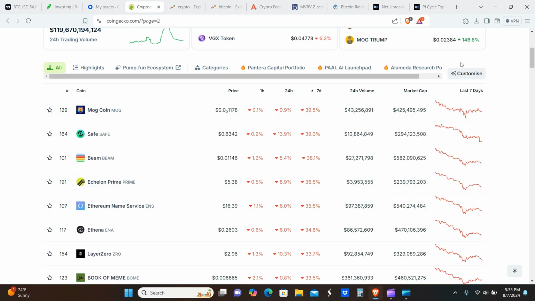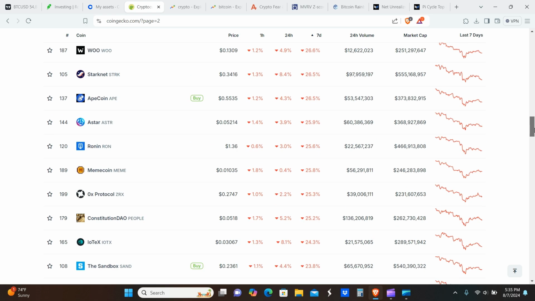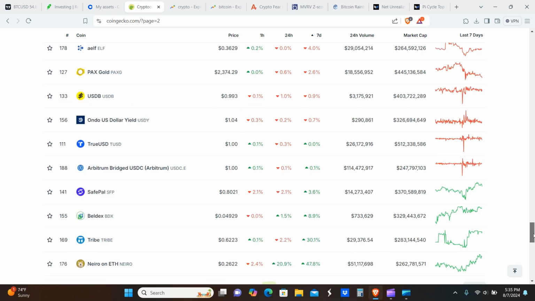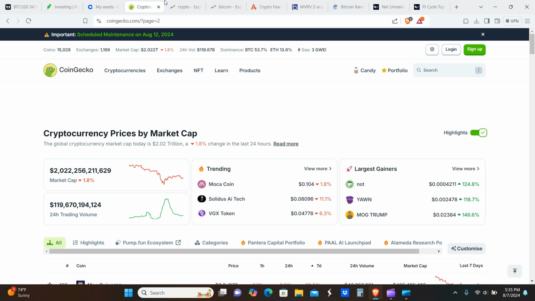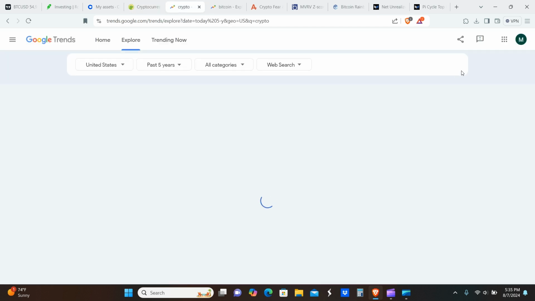You can see very similar here on the second page. So just keep scrolling down. You can see the vast majority of these are down 20 to 30%. Okay, so I want to point all those things out to you guys. Okay, so now we're going to go into the Google Trends.